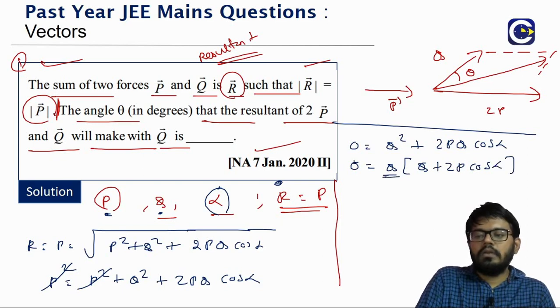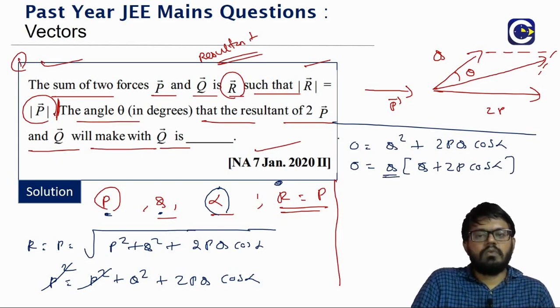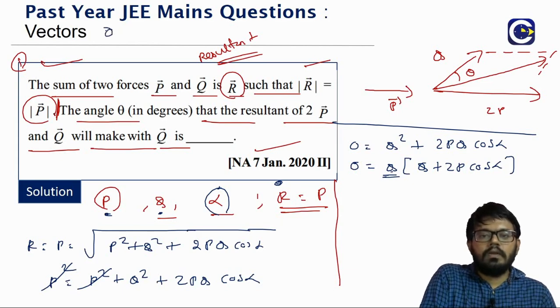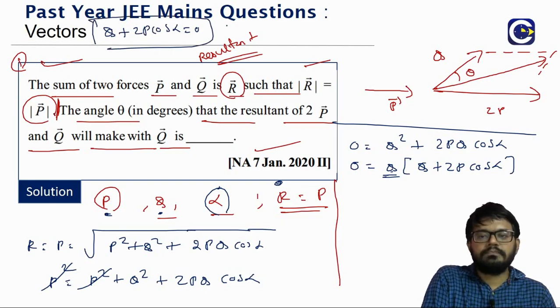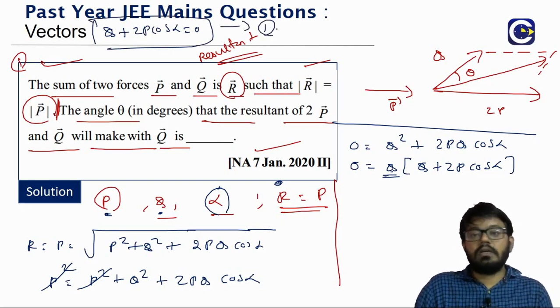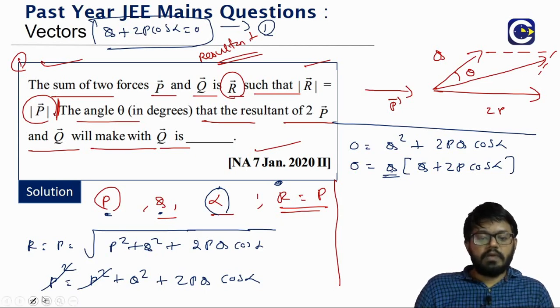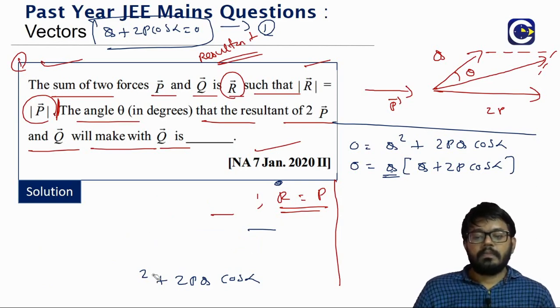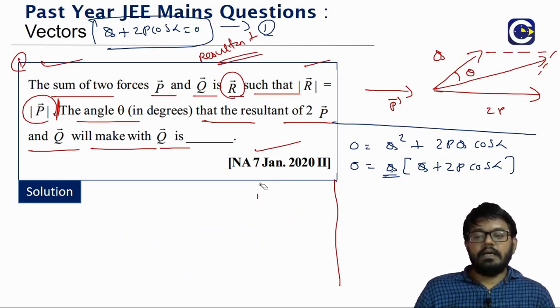We are assuming these are non-zero magnitudes, which means Q will not be equal to 0. The only possibility is Q plus 2P cos alpha is 0. This is the relation we are getting from statement 1: Q plus 2P cos alpha value will be 0. Now this we will have to use when we are finding the angle between the resultant of 2P and Q.